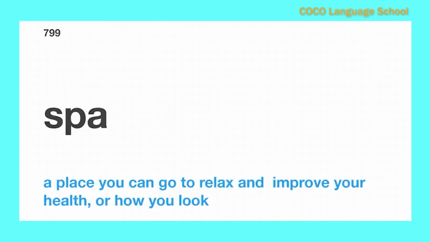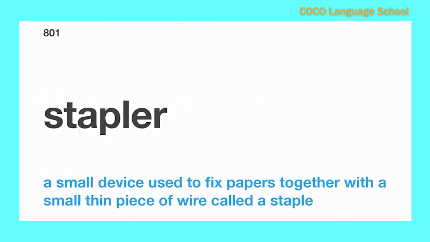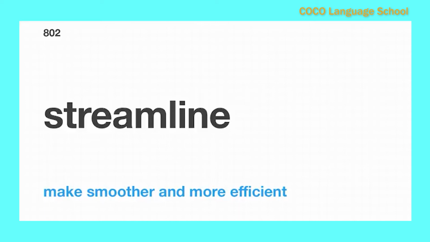A place you can go to relax and improve your health, or how you look. Spa. A computer program worksheet or table that you enter information onto. Spreadsheet. A small device used to fix papers together with a small thin piece of wire called a staple. Stapler. Make smoother and more efficient. Streamline.